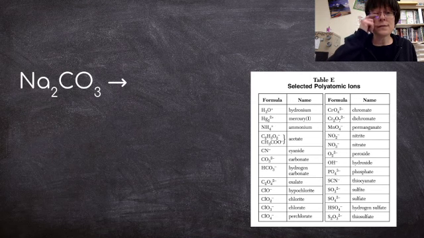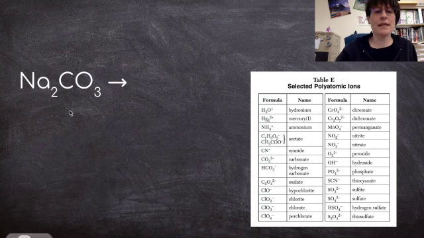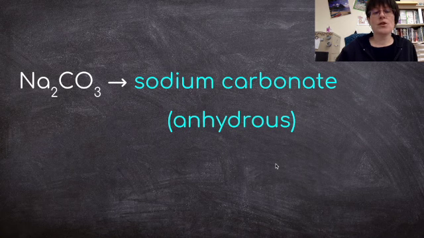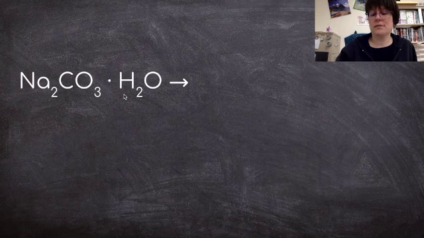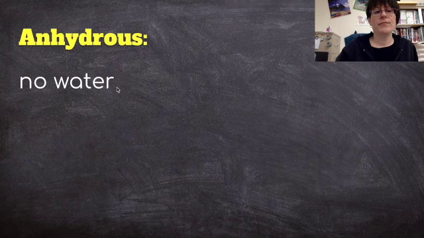So let's take a look at a series of naming some hydrates. We're going to start with Na2CO3. Na is sodium. CO3 is one of our polyatomics, so we'll look it up over here. And it's right here. It is carbonate. So this is sodium carbonate. And we say that this is anhydrous. Sometimes you'll even see this on chemical labels. It says anhydrous. What anhydrous means is no water.